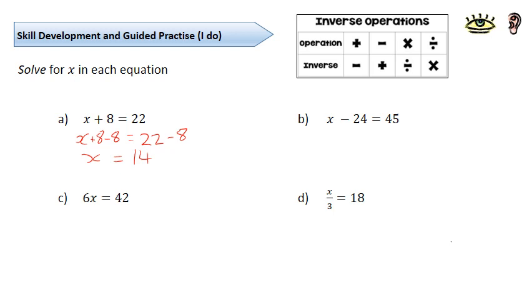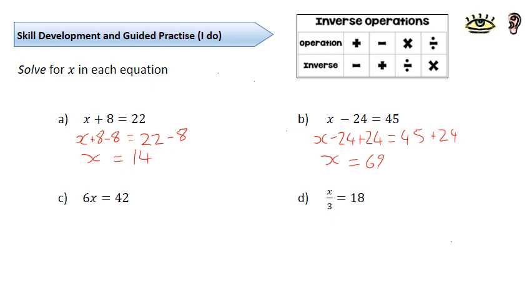Okay, we want to undo a minus in this next one here. There's minus 24, so our inverse operation is going to be plus 24. So plus 24 to both sides to get x equals 45 plus 24, 69.